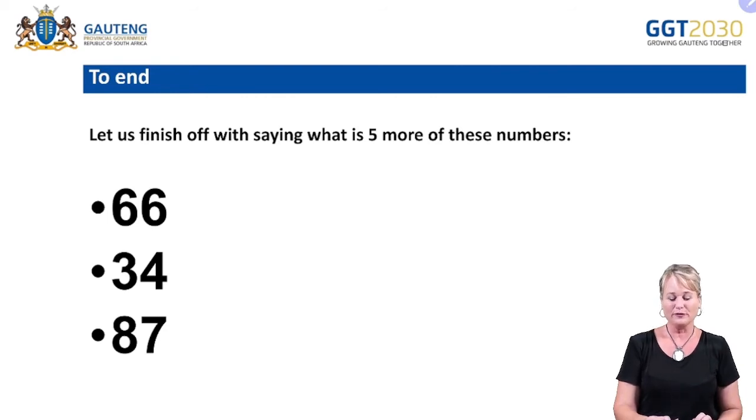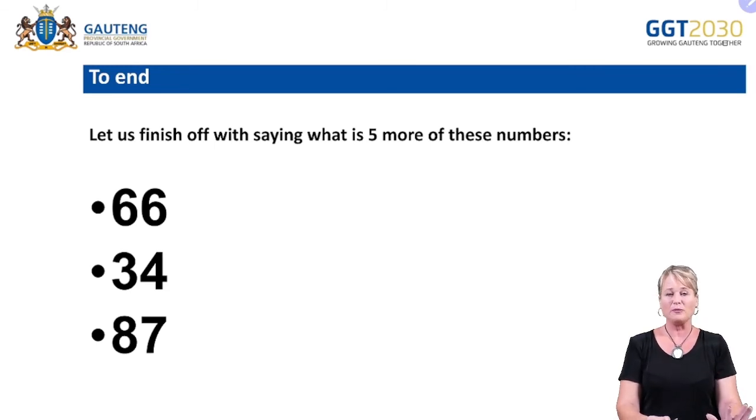Let us finish off with saying what is 5 more of these numbers. Remember, more, somebody is giving us some more Smarties. Our number is going to get bigger, isn't it? So if we have to add on 5 to 66, we start with 67, 68, 69, 70, 71. Good. Now let us try 34. We count on 35, 36, 37, 38, 39.